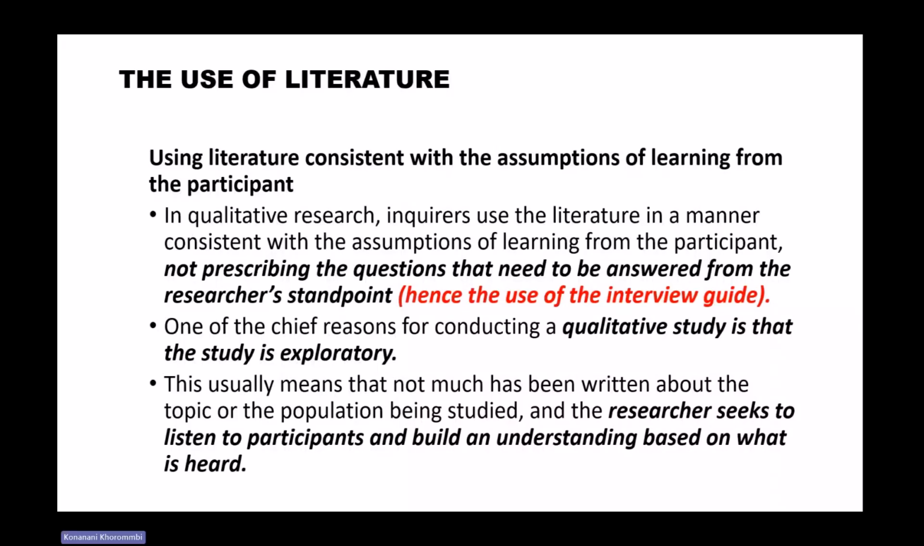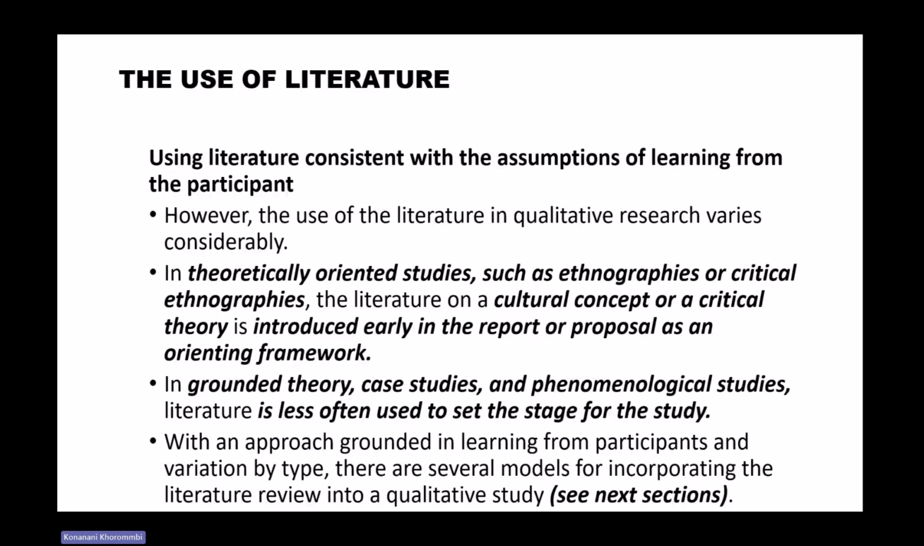However, the use of literature in qualitative research varies considerably. One way is that in theoretically oriented studies such as ethnographies or critical ethnographies, the literature on a cultural concept or a critical theory is introduced early in the report or proposal as an orienting framework. Now, this is opposed to what I said earlier in the previous slide, where you do very little about literature, but you listen to the people when they've spoken, then you go in and add more. Here, it is a deductive approach where you have more literature at the beginning to position the study before you go to the field.